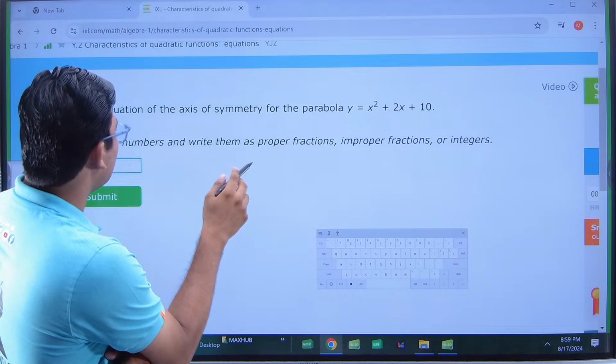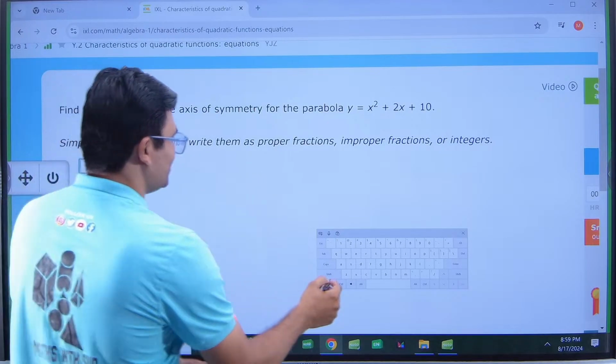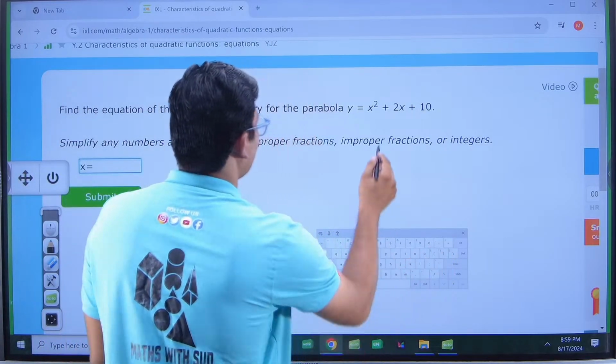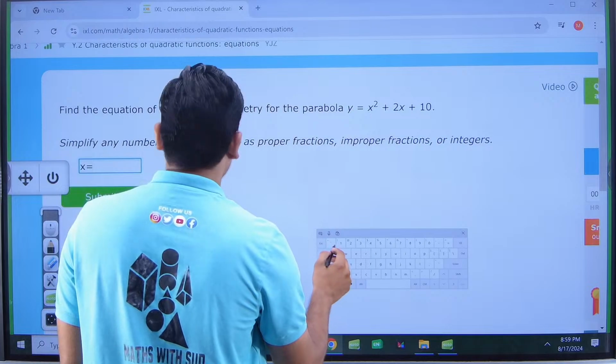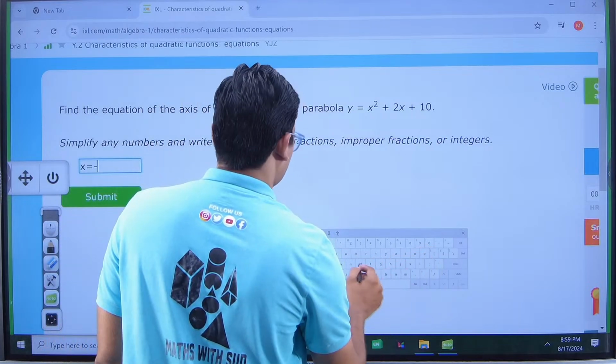Then find the equation of the axis of symmetry. So it is going to be x is equal to minus b upon 2a. So minus 2 upon 2 is going to be minus 1. So minus 1.